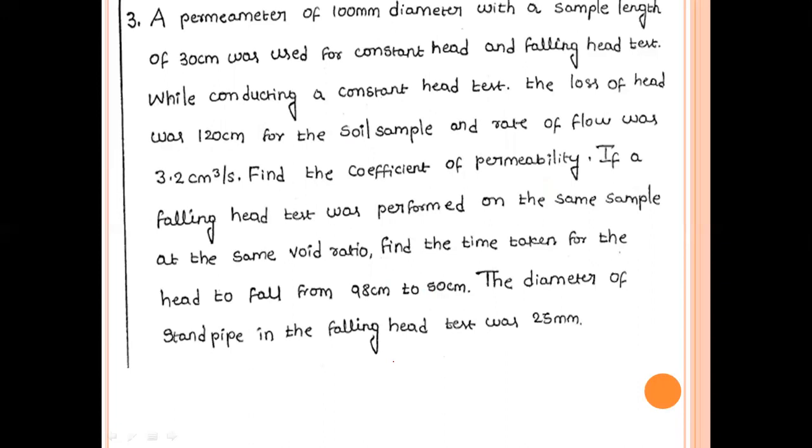Next problem: a permeameter of 100 mm diameter with a sample length of 30 centimeters was used for the constant head and falling head test. While conducting a constant head test, the loss of head was 120 centimeters for the soil sample and the rate of flow was 33.2 centimeters per second. Find the coefficient of permeability. If the falling head test was performed on the same sample at the same void ratio, find the time taken for the head to fall from 98 centimeters to 50 centimeters.